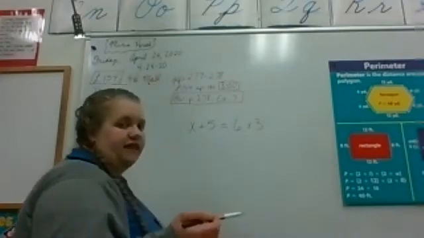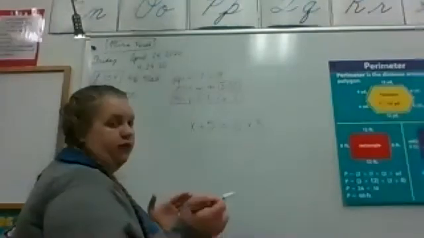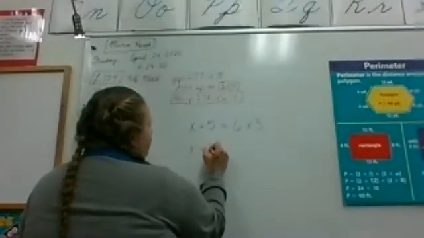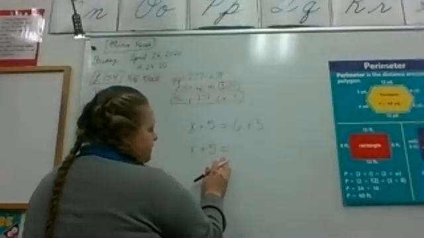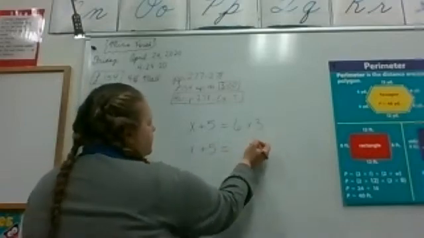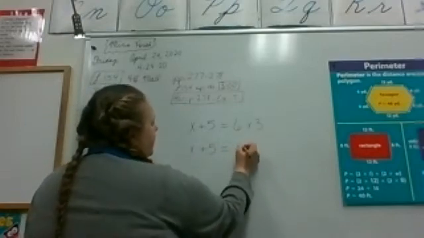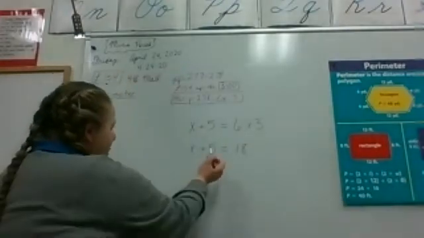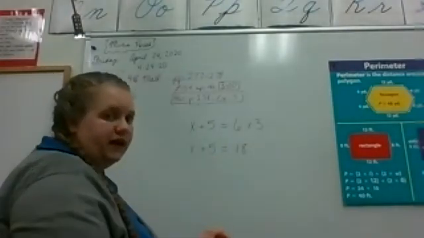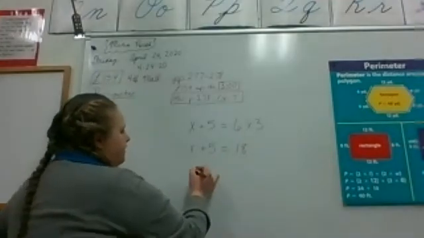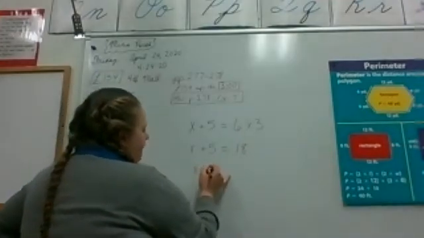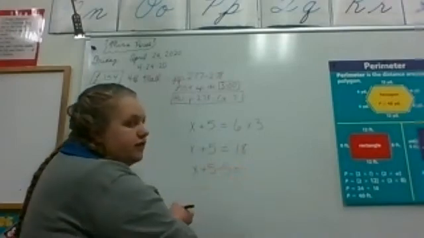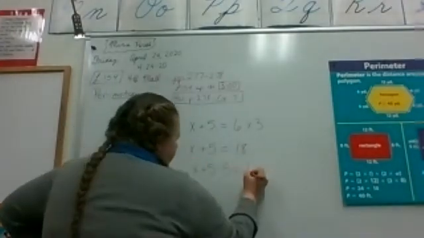So we do the side that we can simplify, right? That we can actually do. X plus 5 stays the same right now. 6 times 3 is 18. Okay, very good. Now, we have plus 5. We have to do what to get it off of this side? We have to minus 5. And what we do to one side, we have to do to the other side, okay?